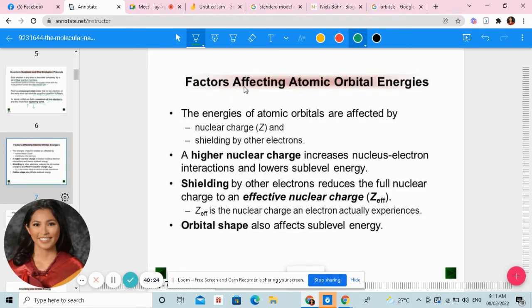And then, we also have the factors that affect atomic orbital energies. So, itong mga energy na to ba? Energy level 1, energy level 2, level 3, level 4. They are affected by nuclear charge and then by shielding. So nuclear charge is the attraction of your electrons to the nucleus, di ba? So ma-attract yun imong electrons to the nucleus. Why?